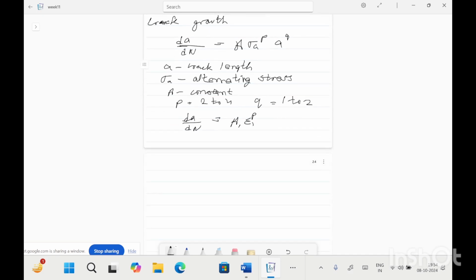The progression of the crack with the increasing number of cycles depends on the fracture toughness values of the material. That can be written as delta K, the change in stress intensity factor. So delta K is written as K max minus K min, where K is the stress intensity factor.